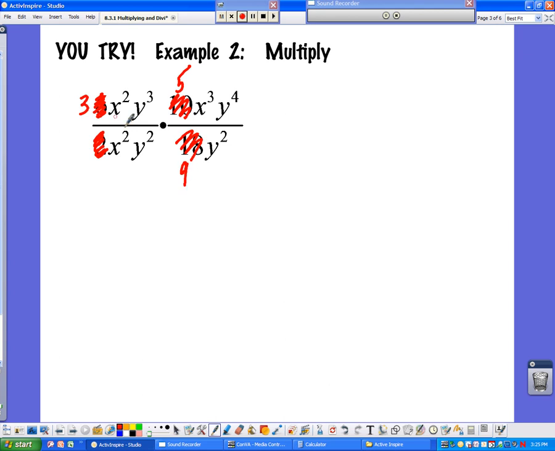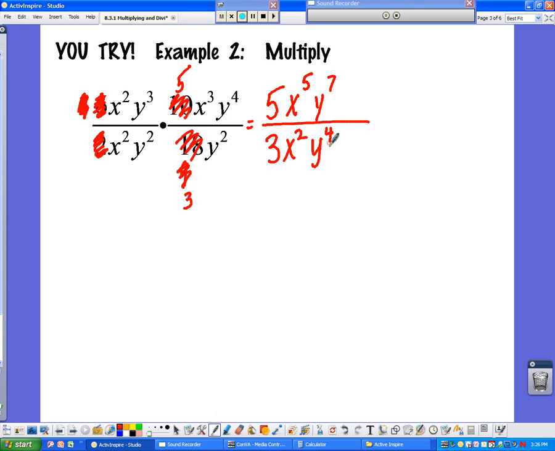And I can still go diagonally with the 3 and the 9. So your end result's going to be the same. You're going to get a 3 on the bottom, okay? I don't have any negative exponents, so the only coefficient I have on top is just the 5. And then I have x squared times x to the third gives me x to the 5th, y to the 7th, and on the bottom I have a 3, x squared, y to the 4th. Okay?